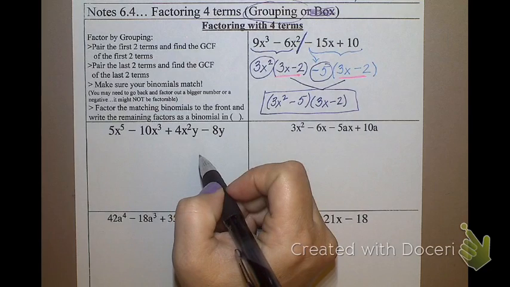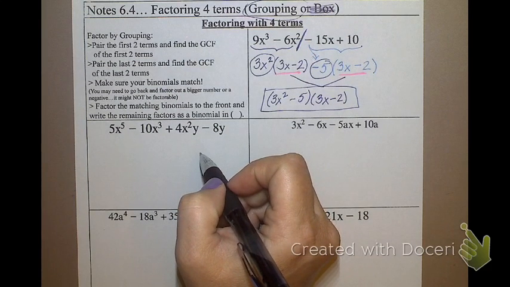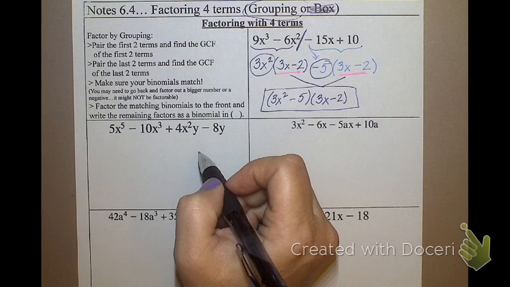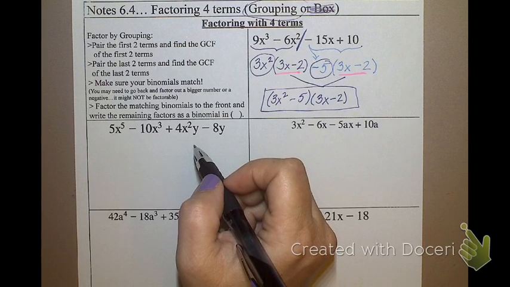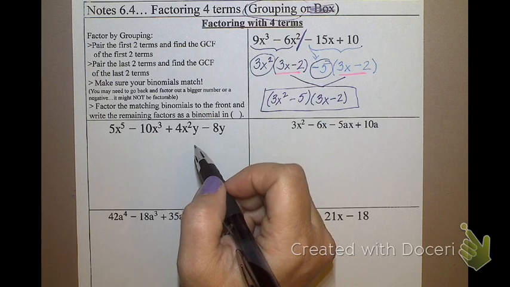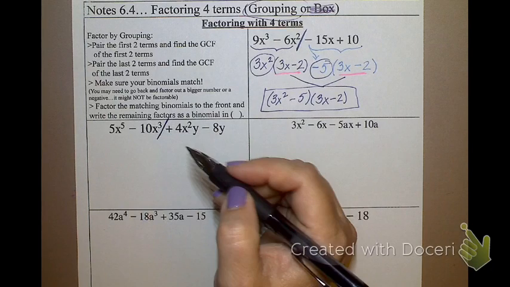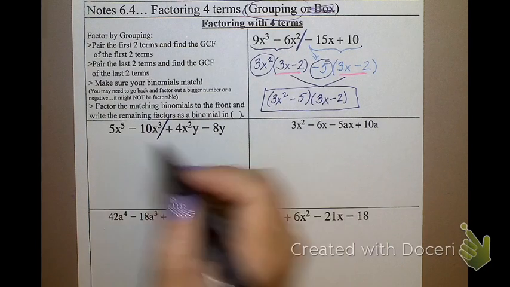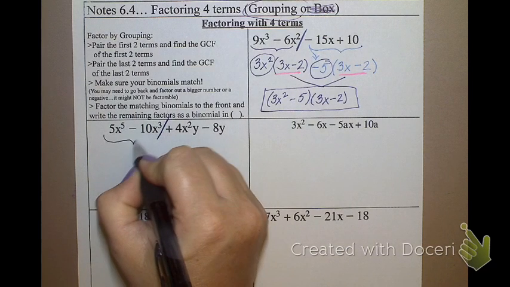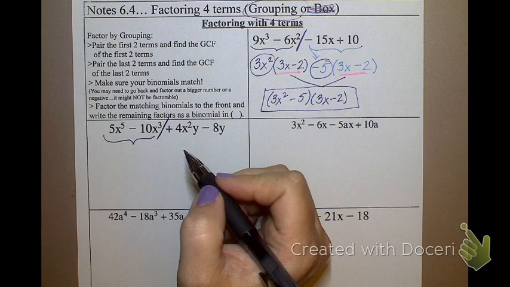Let's look at this guy. What do I do first? Well, first I should look and see, do they have anything in common? All four terms. Not looking super helpful there for me, okay? So what should I do then? I start off by cutting it in half. First two terms in one group, second two terms in the other group. And I look right here. What do those two terms have in common?